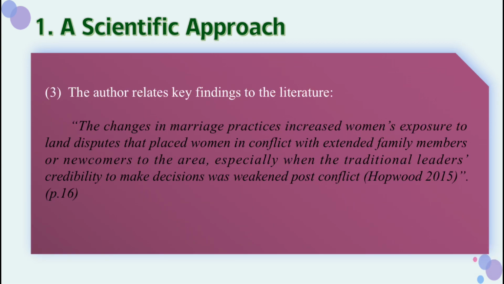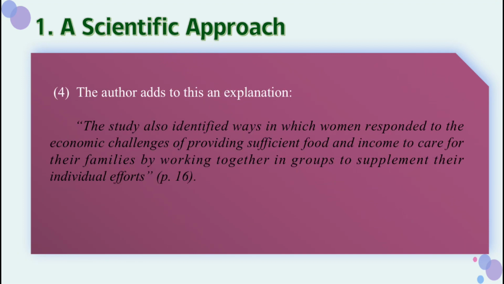3. The author relates key findings to the literature. The changes in marriage practices increased women's exposure to land disputes and placed women in conflict with extended family members or newcomers to the area, especially when the traditional leaders' credibility to make decisions was weakened post-conflict. 4. The author adds to this an explanation. The study also identified ways in which women responded to the economic challenges of providing sufficient food and income to care for their families by working together in groups to supplement their individual efforts.